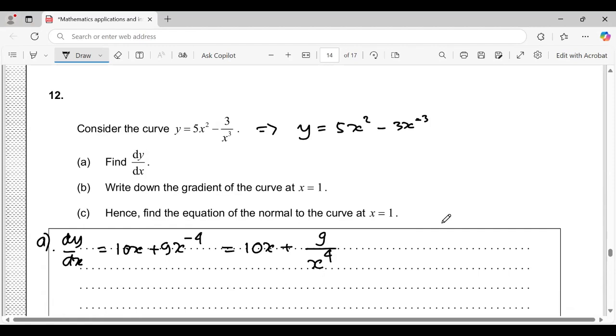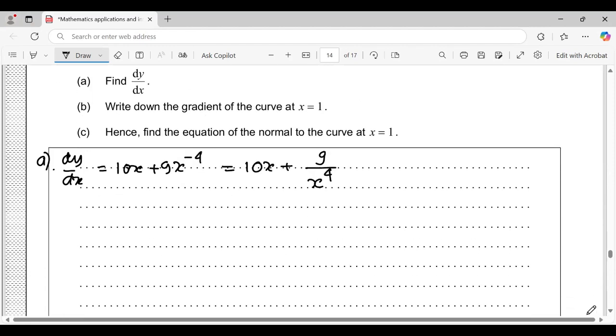Write down the gradient of the curve at x equals 1. When x equals 1, so the gradient m1, sorry, equals, substitute 1 into this expression, 10 times 1 plus 9 divided by 1 to the power 4, equals 19. So this is the gradient.